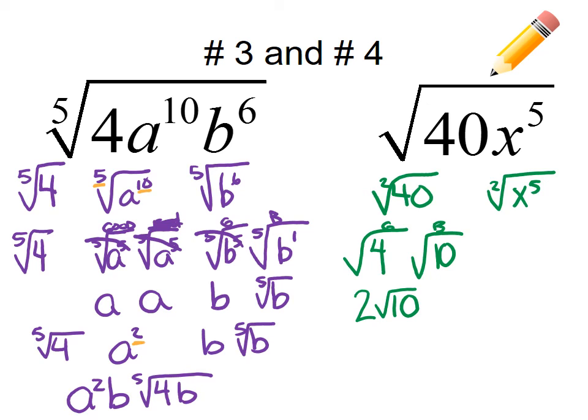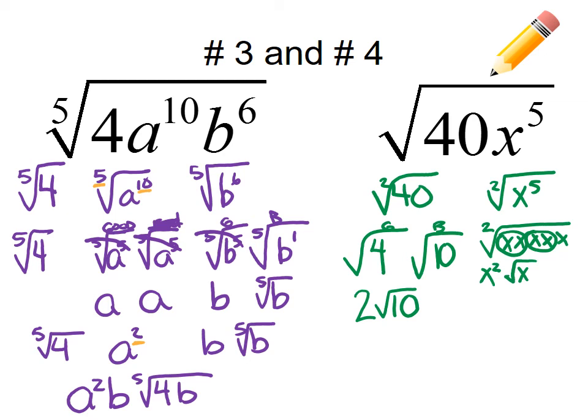Let's take a look at our variable. I'm going to quickly approach it from a visual perspective again. This means I have 5 x's underneath. I have 2 groups of 2, which means I can take x squared out, and I'm left with 1 underneath.